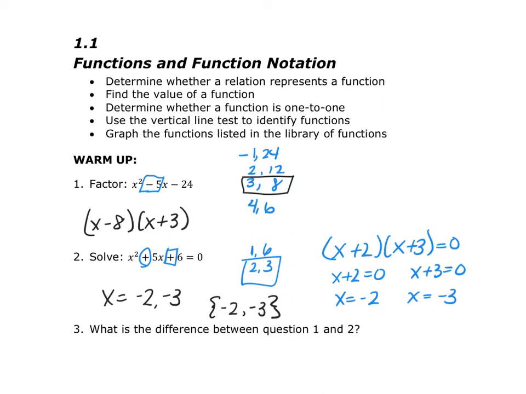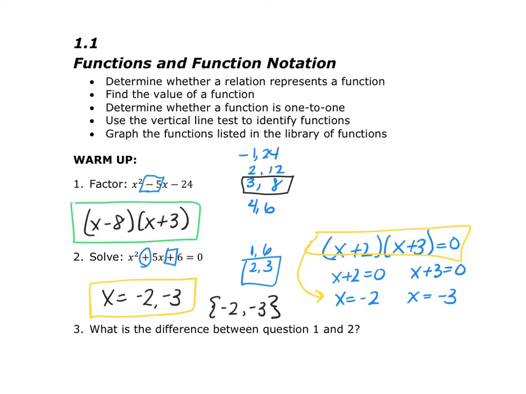Ideally, I would have put them in order. But the difference between 1 and 2 is that with number 1, I am just asked to factor, and that's it. I'm not asked to solve. Whereas with problem number 2, not only am I asked to factor, I have to go further and set each factor to 0 and solve for x. My final answer is going to be a list of numbers that make the equation in number 2 true. The two numbers that make that a true statement are either negative 2 or negative 3. So that's the difference between questions 1 and 2.